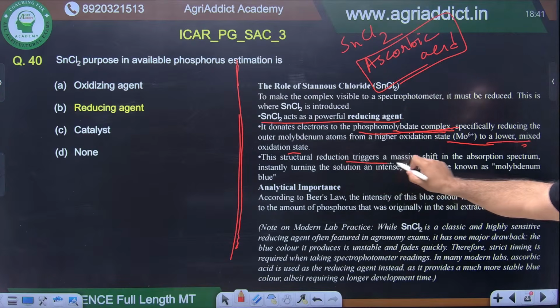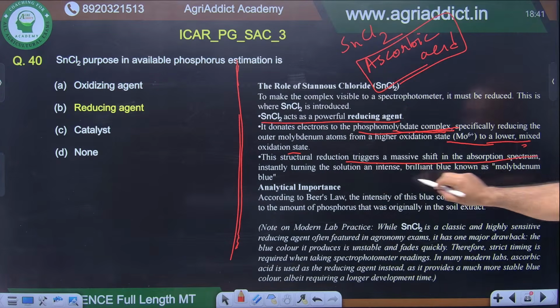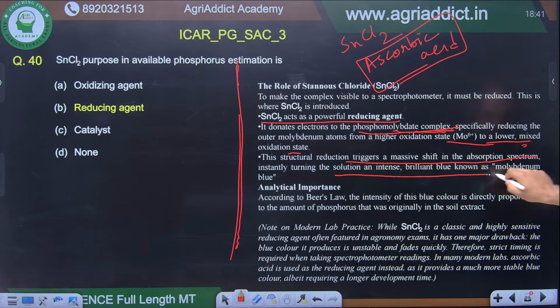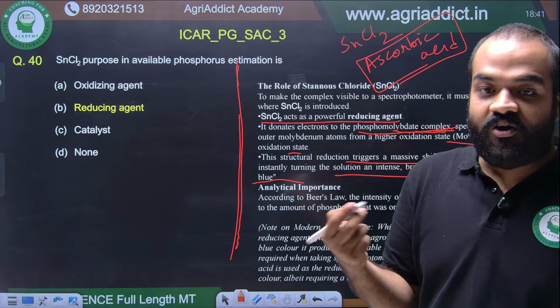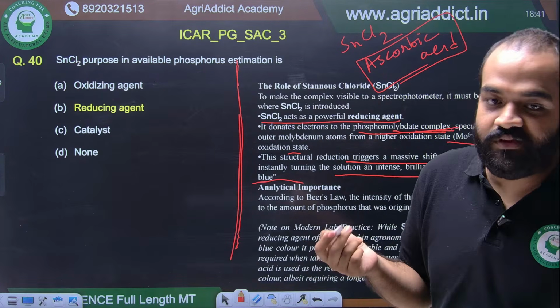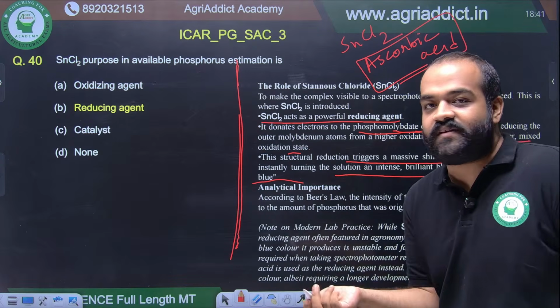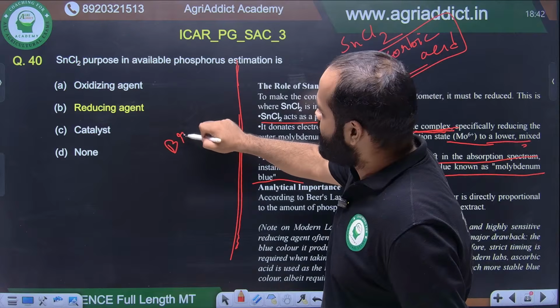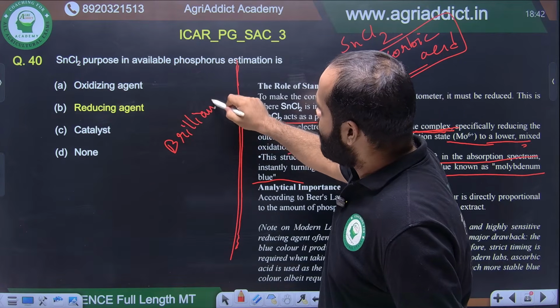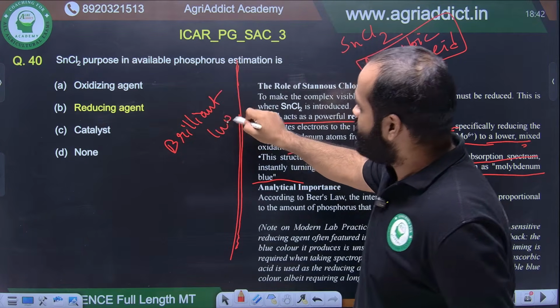This structural reduction triggers a massive shift, turning the solution an intense brilliant blue known as molybdenum blue. So that blue color occurs, which we measure. If you have done phosphorus measurement, you will know. Otherwise, you will have to do it to know. There is an intense blue that is called brilliant blue, and it is also called molybdenum blue.